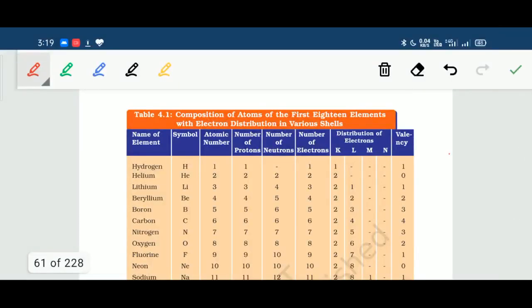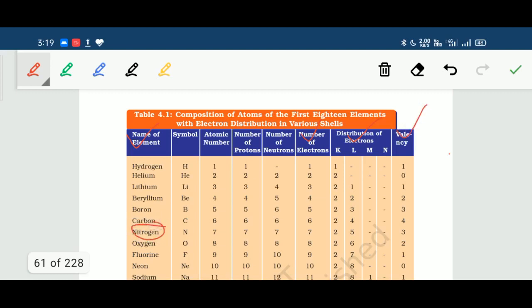You can find the electronic configuration and valency of the first 18 elements in table 4.1 on page number 51: name of the element, number of electrons, distribution of electrons, that means electronic configuration, and valency.